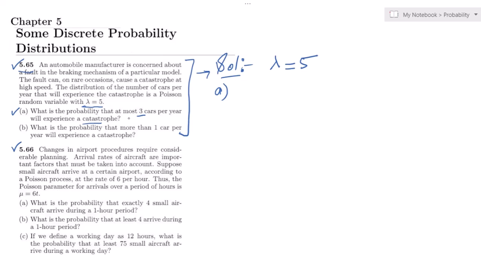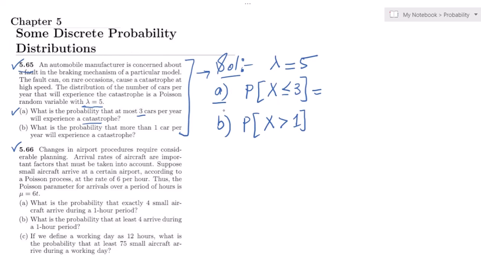In part A, what do we want to find out? The probability that at most 3 cars per year will experience a catastrophe. That means I want to find the probability that x is less than or equal to 3, meaning at most 3 cars, so all the other values will be less than this one. And in part B, the probability that more than 1 car per year will experience a catastrophe, meaning the probability that x is greater than 1. Both of these probabilities we want to find out.